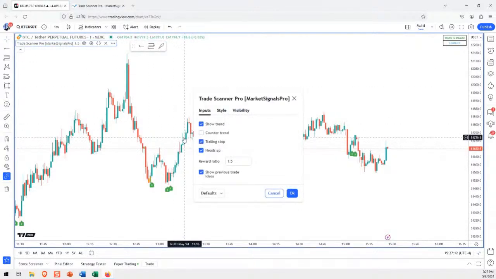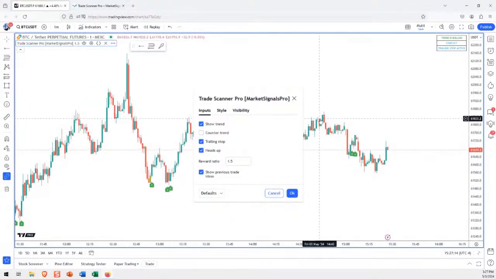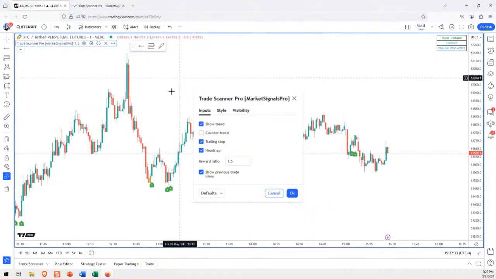The trailing stop, that should pretty much be self-explanatory. We have a trailing stop that appears after some time in the trade. And what will typically happen is when the trade goes through its take profit, the trailing stop will continue to follow the price. And that is what helps you ride a winner. Remember what I said before? Cut your losses short, let your winners run. This helps you do that. So you should keep trailing stop on.